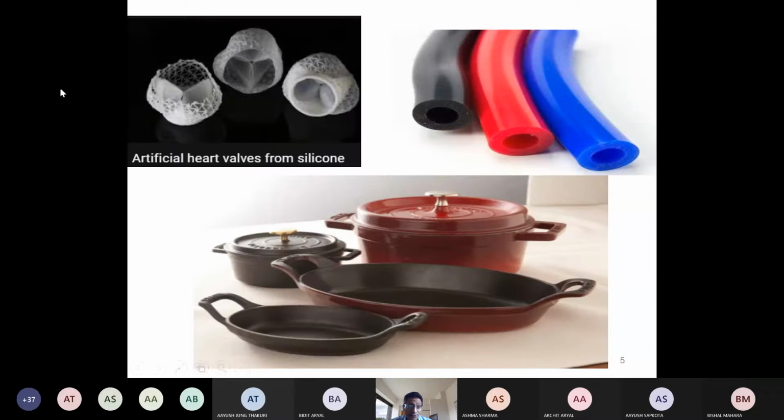And there are artificial heart valves made from silicone, and silicone pipes, and frying pans or cooking utensils. In this case, a coating is made. You can find a coating of silicone, and this coating can withstand high temperature. Then these are used for frying purposes. And when you fry in these, the food will not become black.